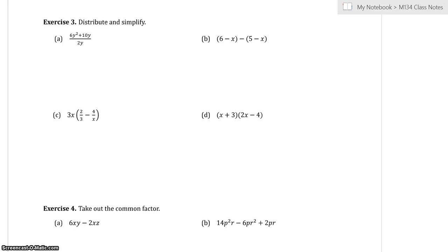So go ahead and pause, try exercise 3. When you are done, resume, and we'll look at some of these solutions.